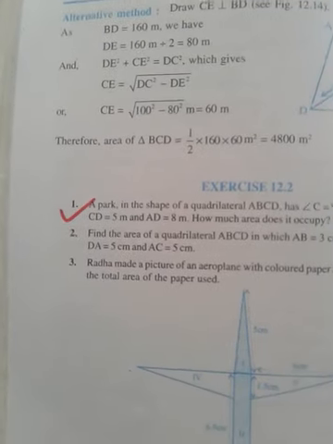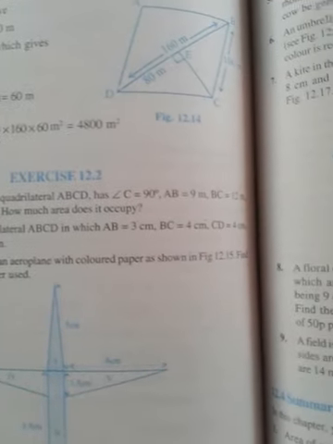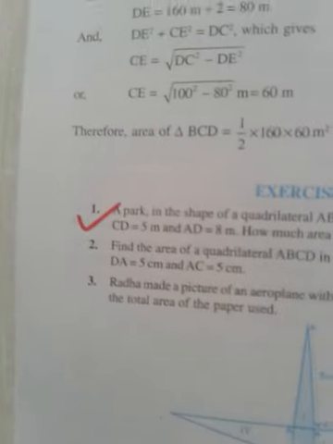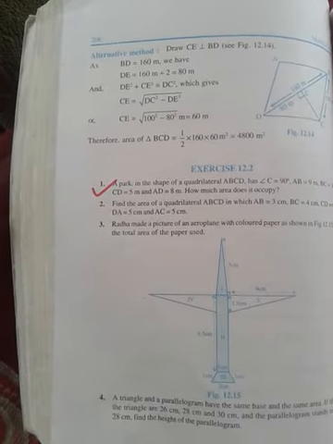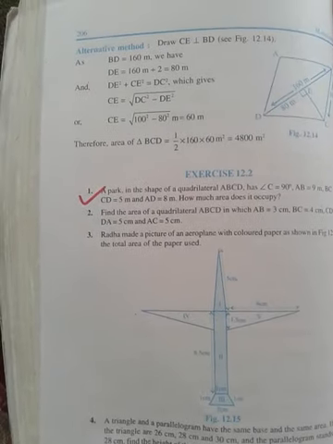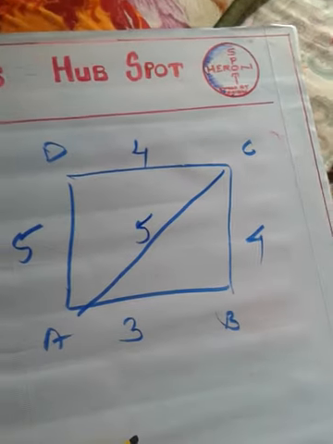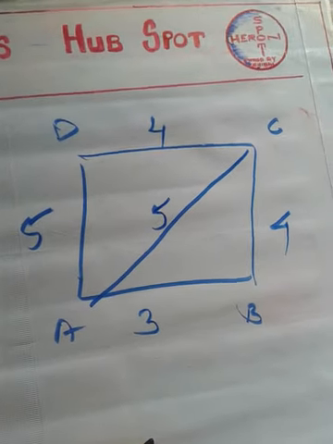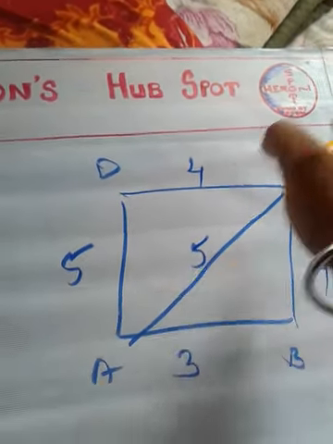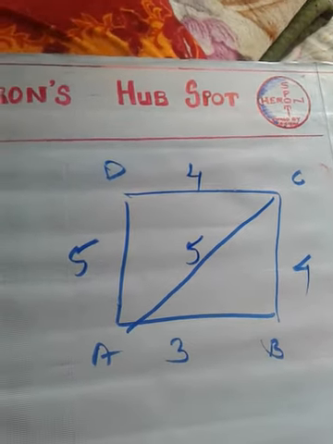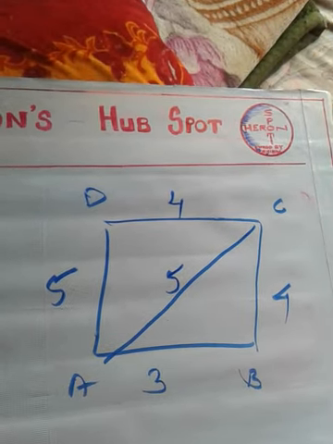The second question is: find the area of a quadrilateral ABCD in which AB is given, BC is given, CD is given, DA is given and AC is given. Let me draw a figure, and I will give you hints. You must solve it yourself. See, this is the figure according to that question. Is there any difficulty in this? In the previous question, the diagonal was missing. We calculated the diagonal by using the Pythagoras theorem. But here everything is given, including the diagonal.